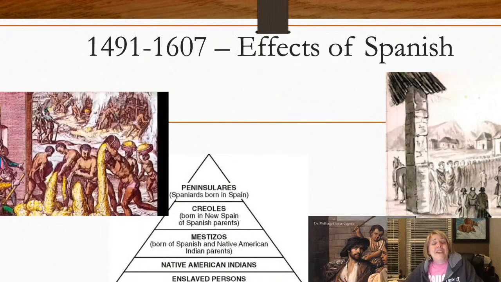All right. Think about the effects of the Spanish on especially the Native Americans. The Spanish are going to come in and they're going to create a hierarchy of society very similar to what you see in this pyramid here. The Spaniards are going to come in. Now, one big thing that comes out of the Spanish interaction with the Native Americans is going to be a new race of people called the mestizos.